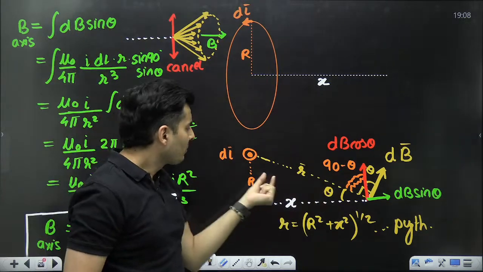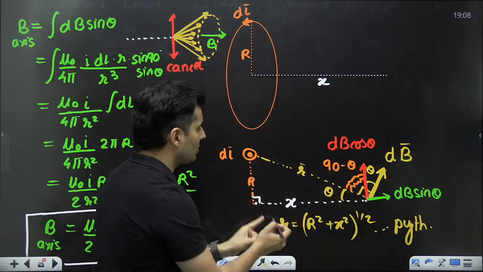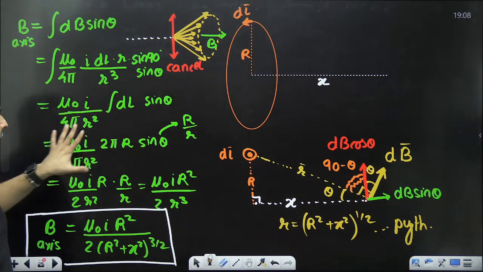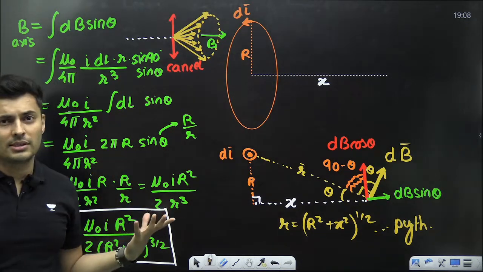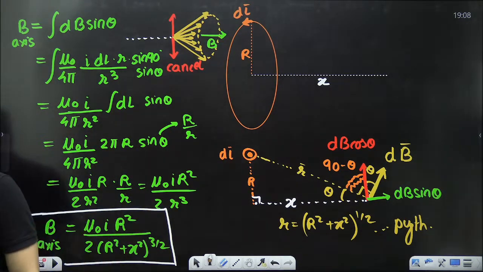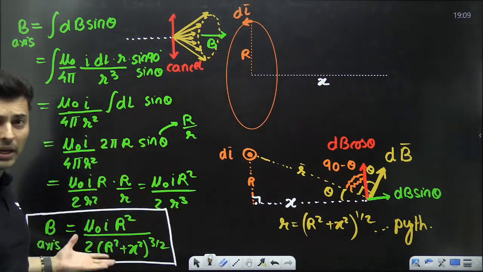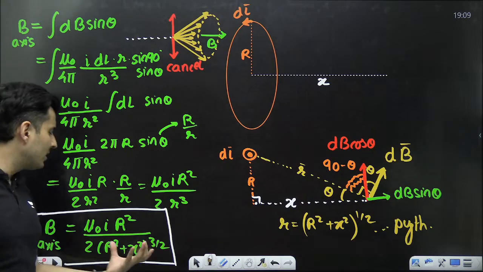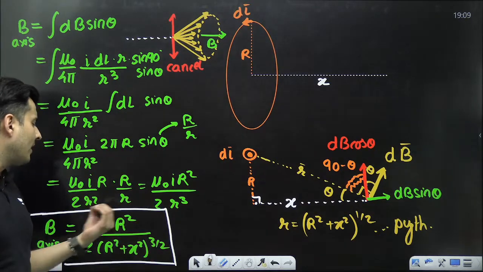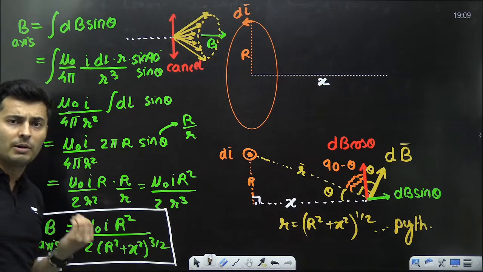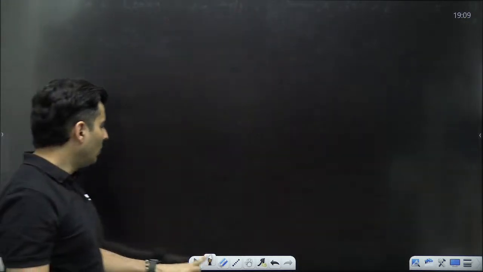Sine theta you can see is opposite by hypotenuse, so capital R by small r. And you have to be very careful while integrating what is constant, what is not constant. That's all. Is that right? Everybody with me? This derivation can come in your boards. But for NEET perspective, even if you don't know the derivation, it's perfectly okay. So if you're a dropper, if you just remember this formula, more than enough: mu naught I R square by 2 (R square plus x square) whole raised to 3 by 2. Remember this formula.